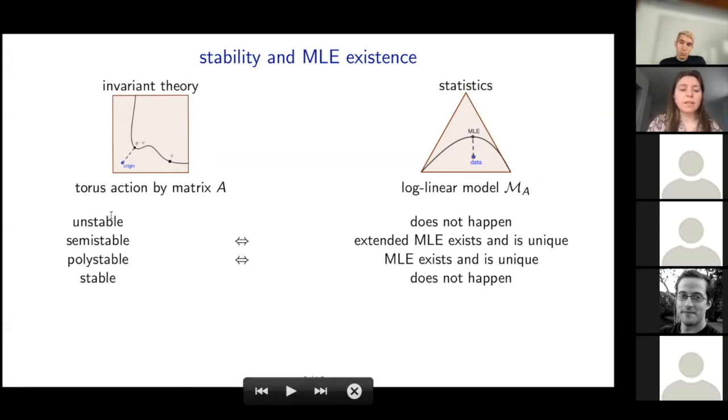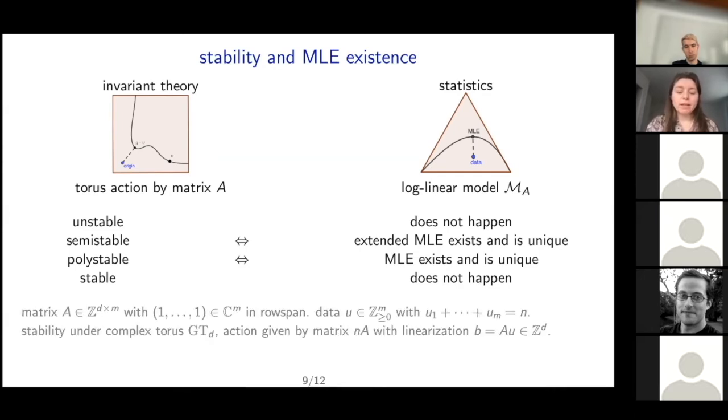So unstable and stable do not happen. And polystability tells us exactly when the MLE exists and is unique. And in the semi-stable case, the MLE does not exist. And we can define something called the extended MLE in that case, which allows us to lie on the boundary. And this is unique. So this distinction between semi-stability and polystability is telling us whether the MLE exists or does not exist.